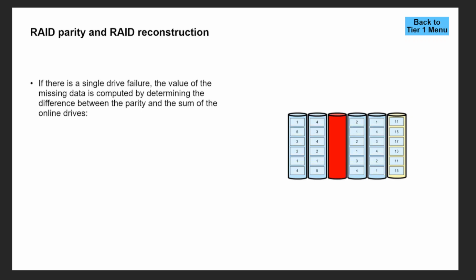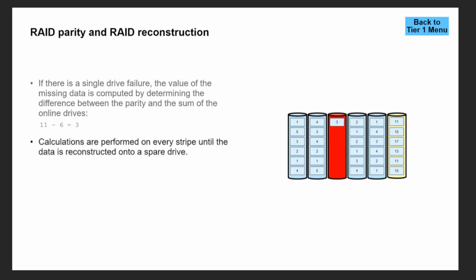As shown in the illustration, one drive in the RAID group has failed. By computing the difference between the value stored in parity and the sum of all the blocks now that one block is missing, RAID determines the only value the missing block can be and reconstructs it on the spare drive. If this were an algebra equation, you would have to solve for x. This calculation is performed on every stripe until the entire drive is reconstructed.